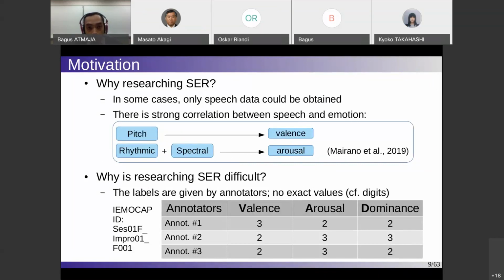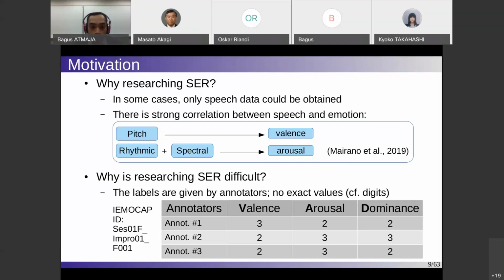And then the second one is there is evidence of a strong correlation between speech and emotion. For example, Mairano et al. in 2019 showed that pitch is related to valence, highly correlated with valence, while rhythmic and spectral information are related to arousal. So by using these two reasons, I conduct my research in the area of speech emotion recognition.